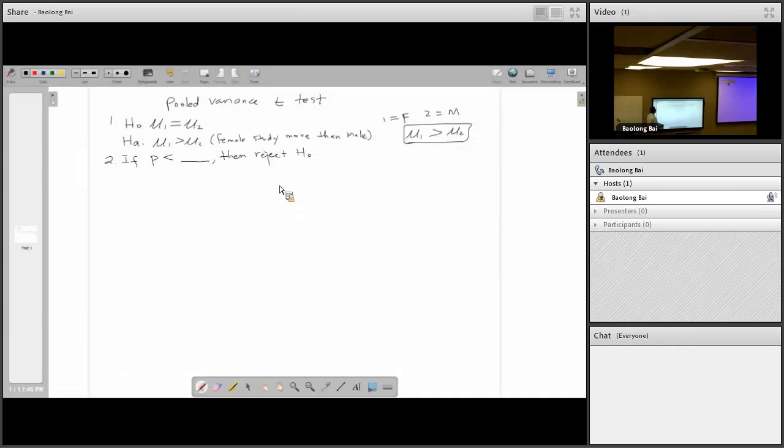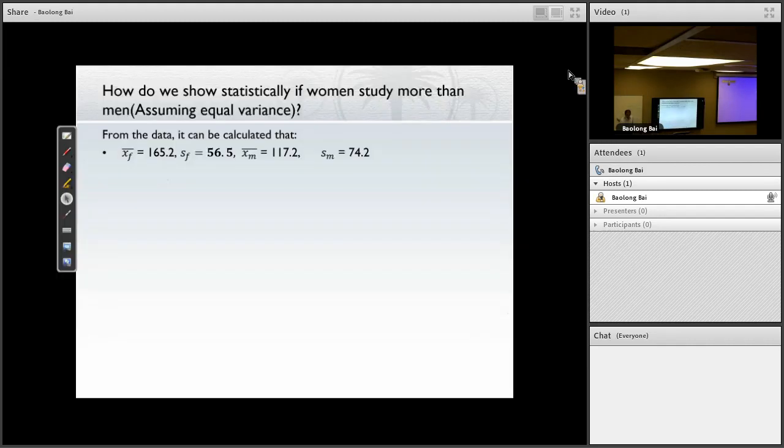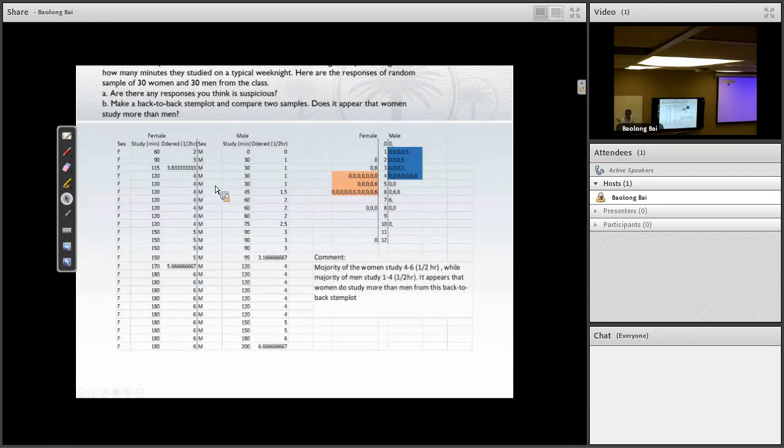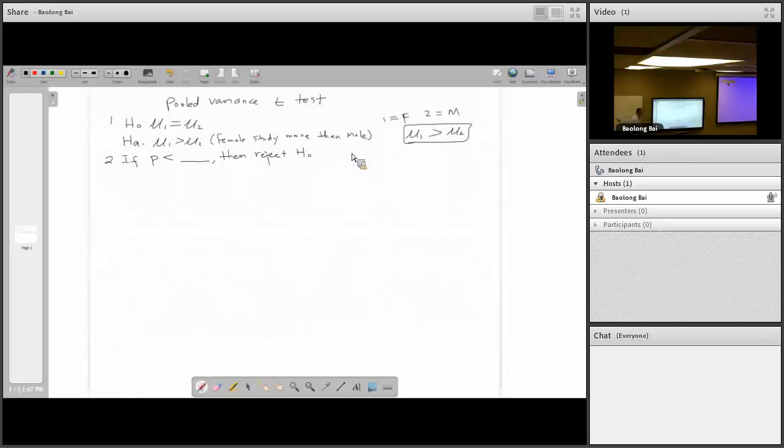Right. So then we need to know if the problem tells us what alpha to use, right? Are we given alpha here? It didn't give us alpha, but we know the default alpha will be 0.05, right? So don't get confused. If alpha is not given, we use 0.05 as default.